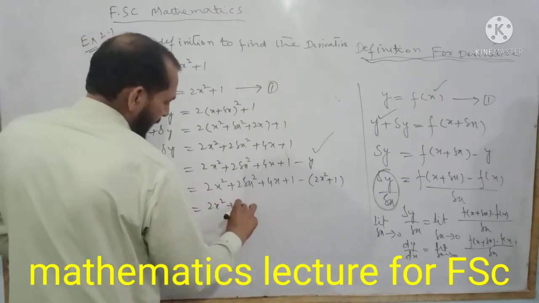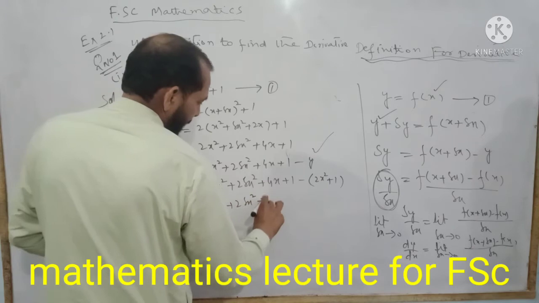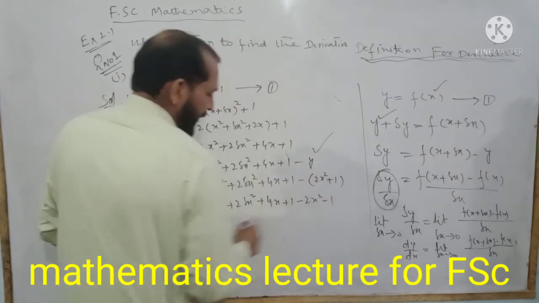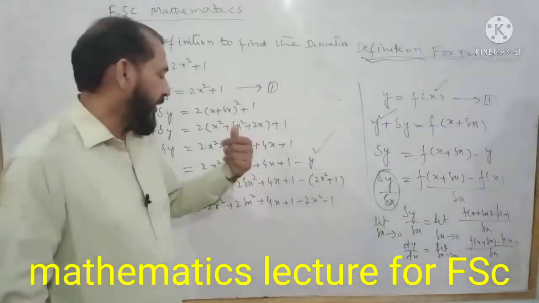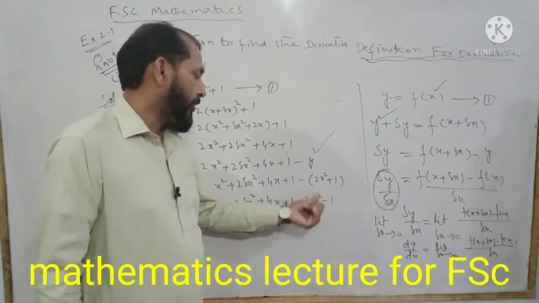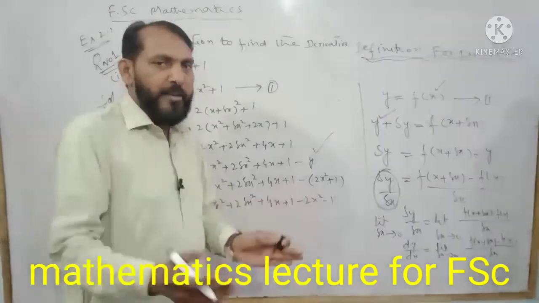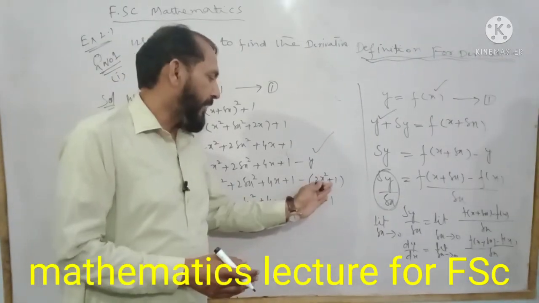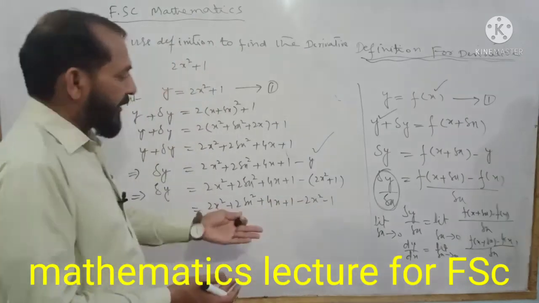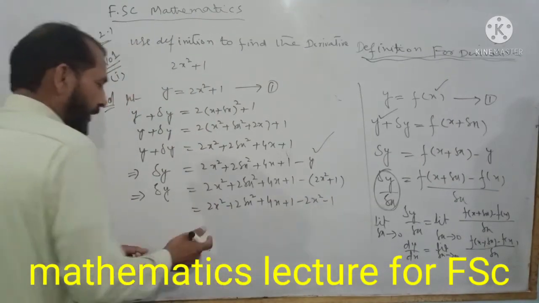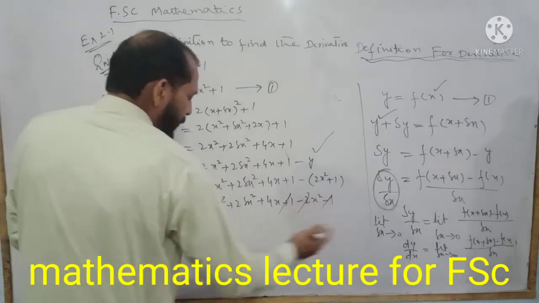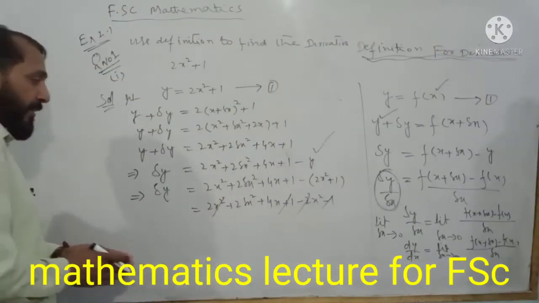2x square plus 2 del x square plus 4x del x plus 1, negative 2x square negative 1. When there is a negative sign we have to open the bracket, so we change the sign of these values, so they become positive. Here 2x square and negative 2x square are the same values but opposite, so we can cancel each other.